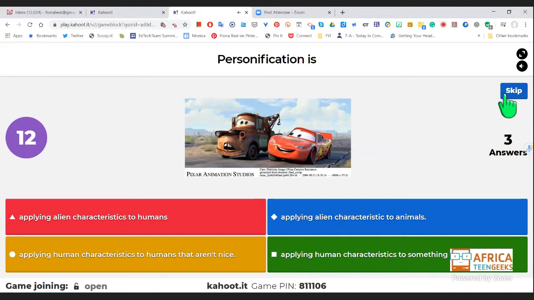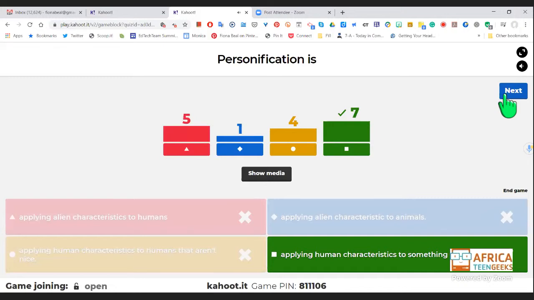What is personification? Right, 7 people got that. Remember that personification is giving human qualities to something that is not human. Okay, a thing or an idea. It can't be alien characteristics. It can't be humans that aren't nice, and it can't be just animals. This can be to anything that's not human.